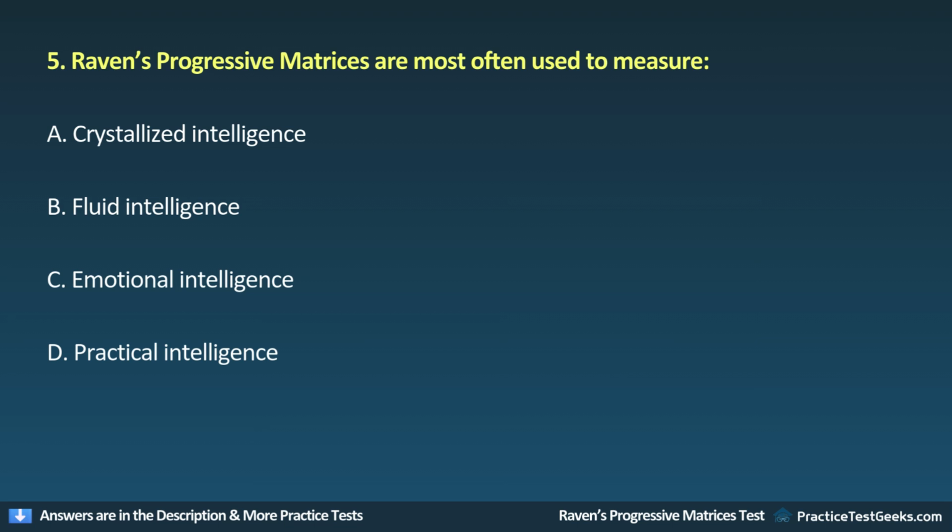5. Raven's Progressive Matrices are most often used to measure A. Crystallized intelligence. B. Fluid intelligence. C. Emotional intelligence. D. Practical intelligence.